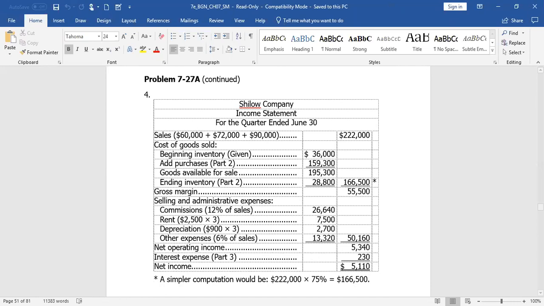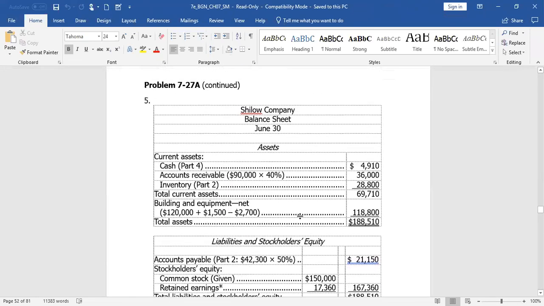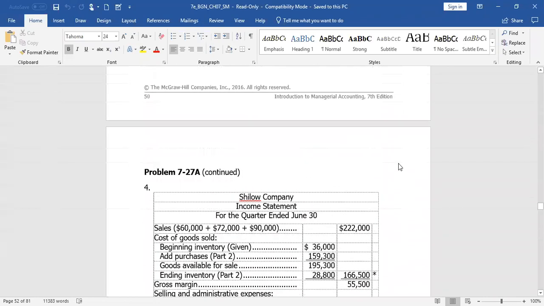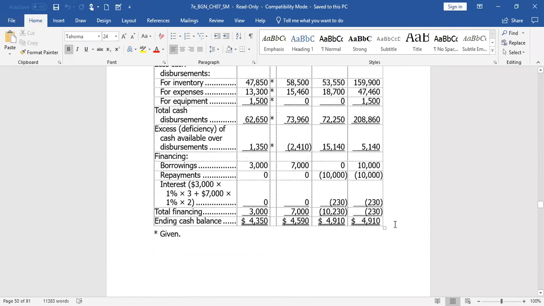The final thing we have to do is a budgeted balance sheet. A little bit more involved, but very similar. You had to do a lot of stuff to get here. And that's why you take this in steps in your master budget. So we have current assets. We already determined the final balance of cash. We did that up here in our cash budget. At the end of June, $4,910.